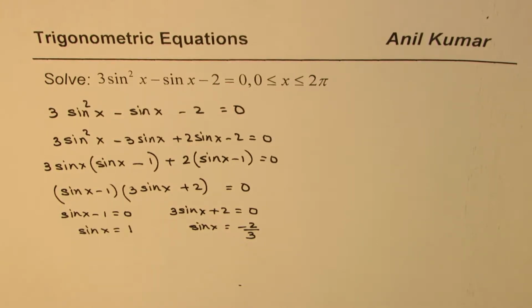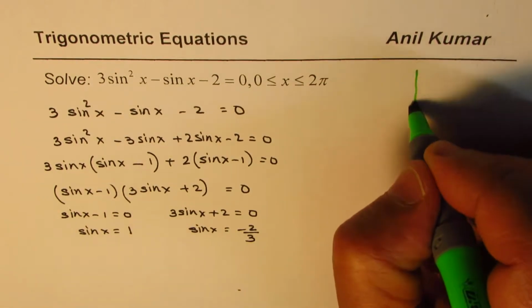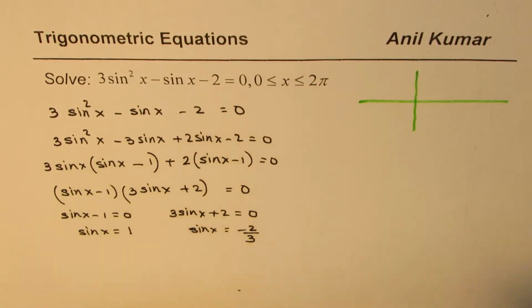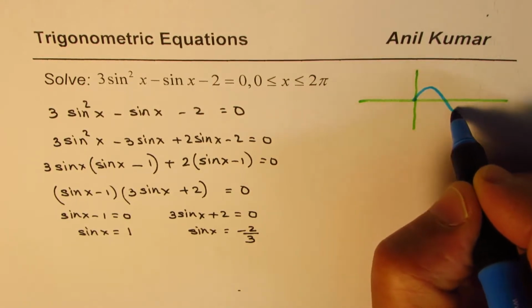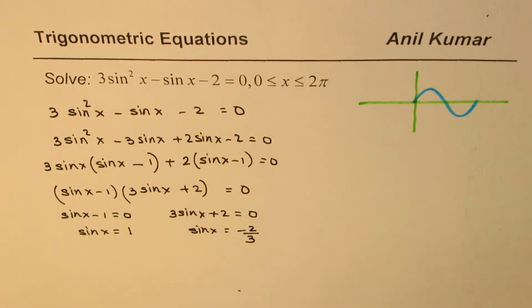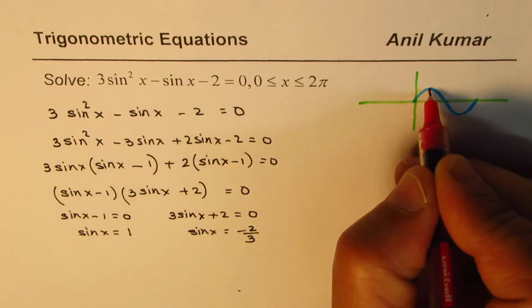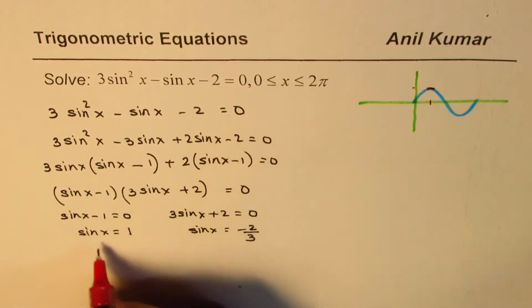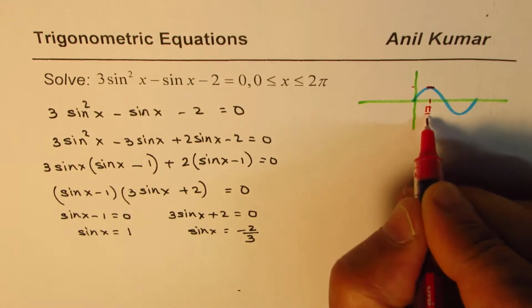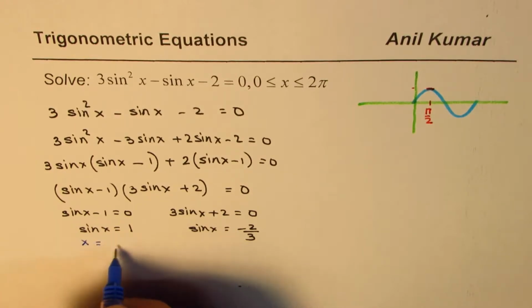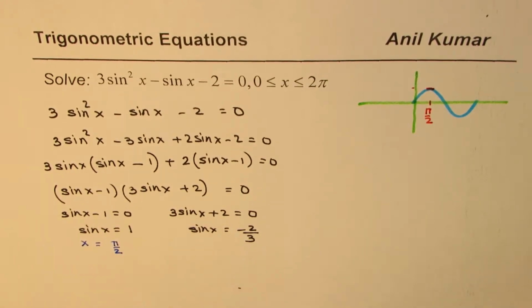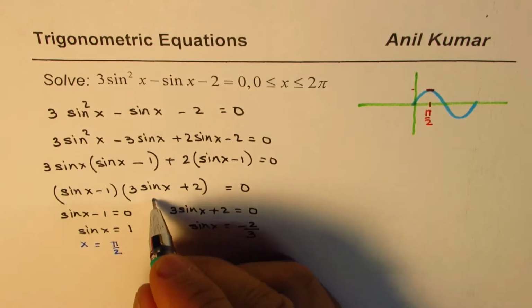Now let's figure out what the answers are. Sin x equals 1 is kind of simpler. We can just sketch it and then figure it out. We're looking for domain 0 to 2 pi. That's the graph for sin x. So in this domain, we know it is 1 at this point, where x equals pi by 2, right? So that gives you one solution, and this is x equals pi by 2 in the given domain, which is 0 to 2 pi.